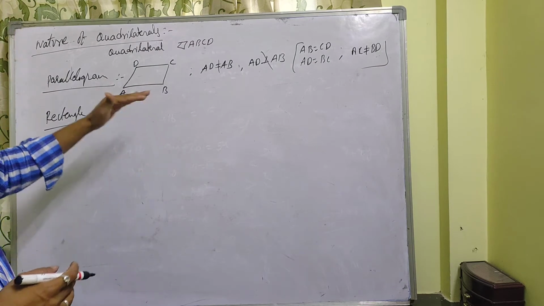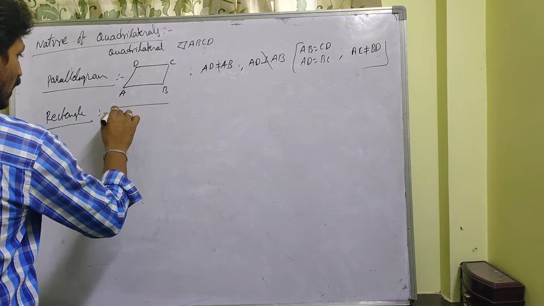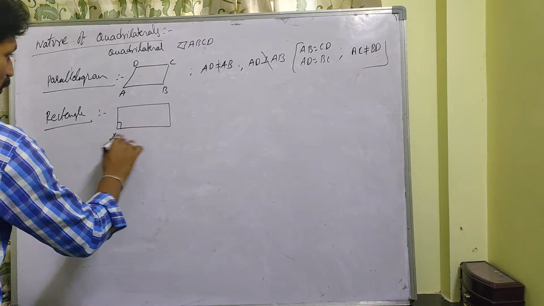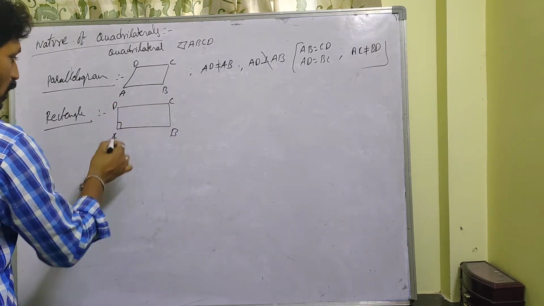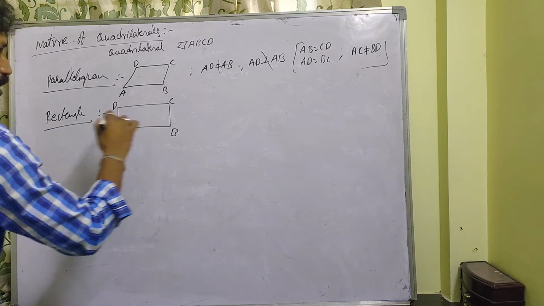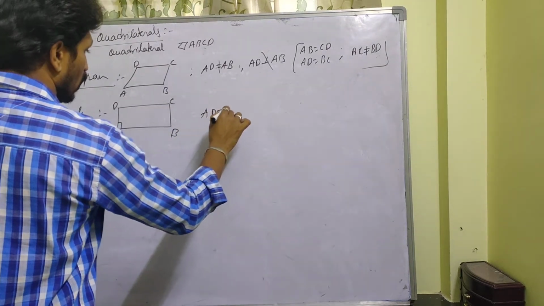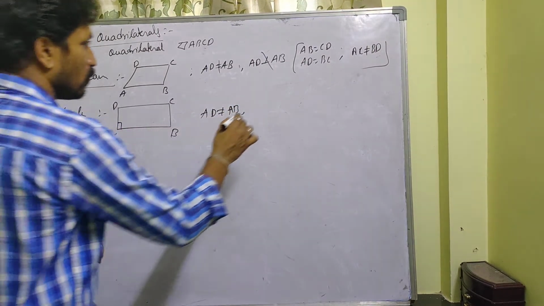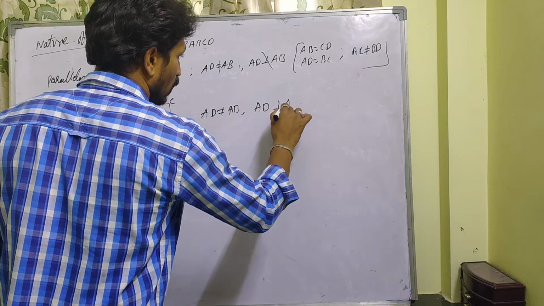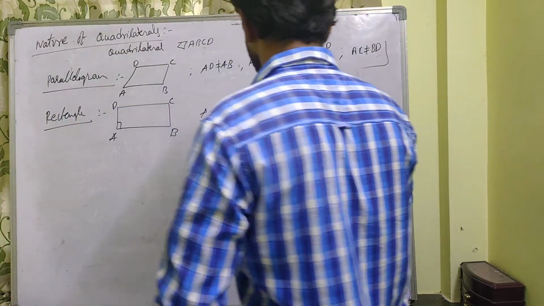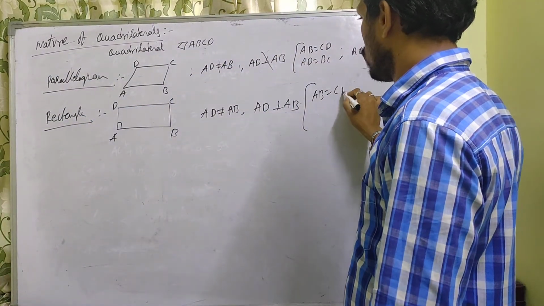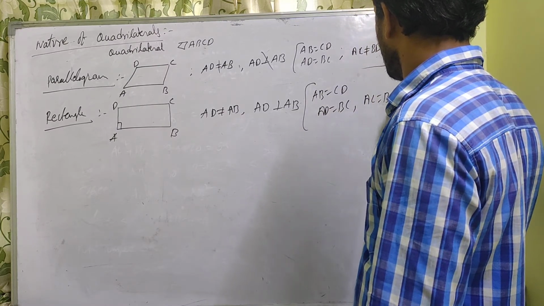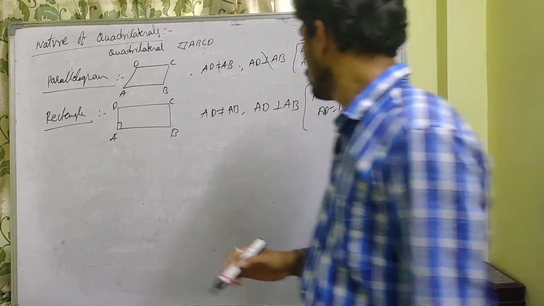Next one, if you want to say rectangle, here perpendicular. Take A, B, C, D. Adjacent sides are not equal here also. AD is not equal to AB, and AD is perpendicular to AB. In other words, what can you say? Opposite sides are equal. AB is equal to CD and AD is equal to BC, and AC is equal to BD. Diagonals equal here.